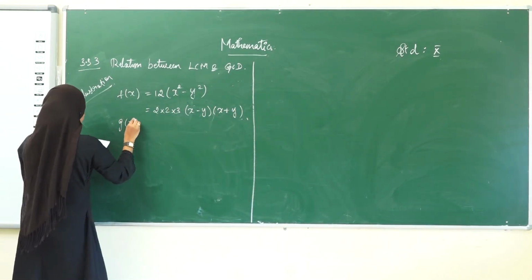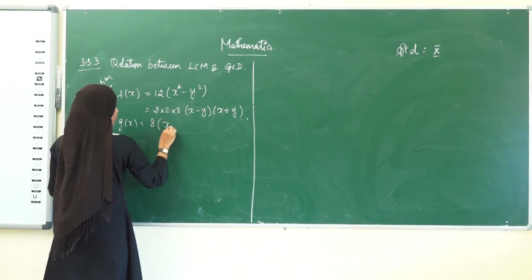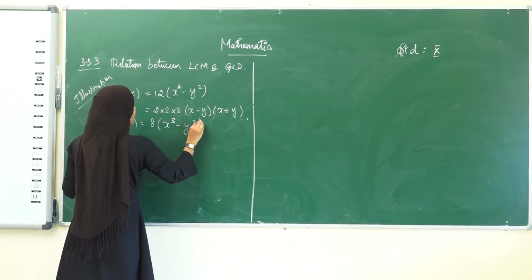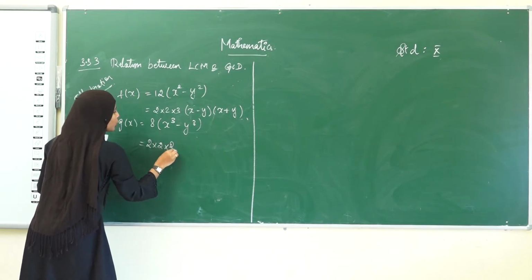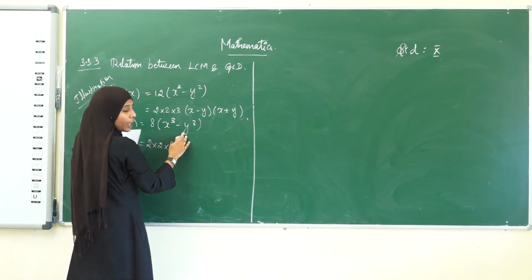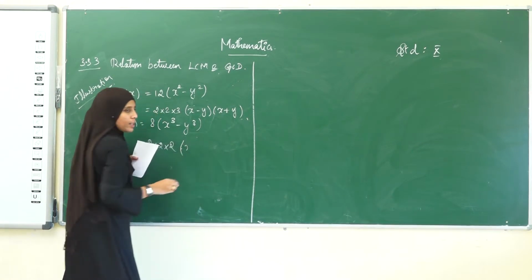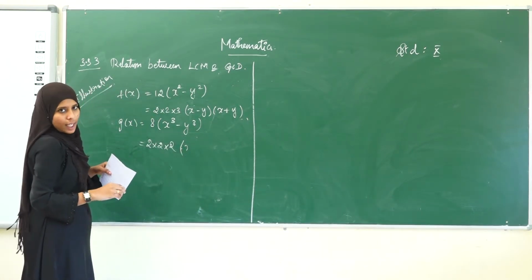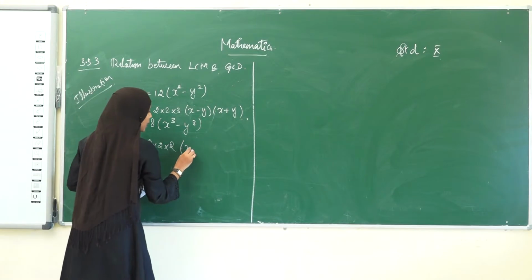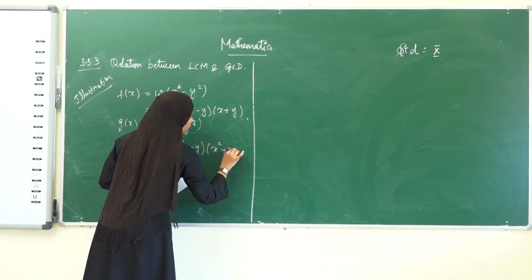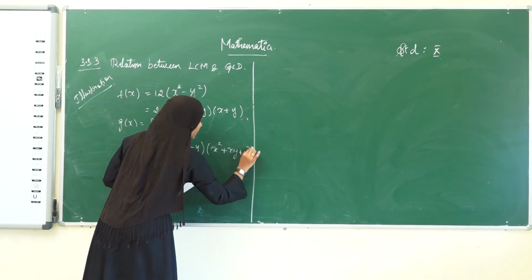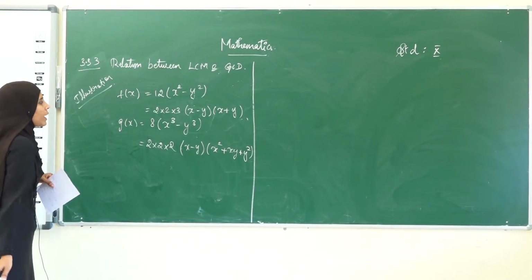Then g of x is 8 into x cube minus y cube. How can we rewrite this? 2 into 2 into 2, that is 2 cube is 8, into x cube minus y cube. By the a cube minus b cube formula, which is a minus b into a square plus ab plus b square, we get x minus y into x square plus xy plus y square. Okay, we have expanded it.